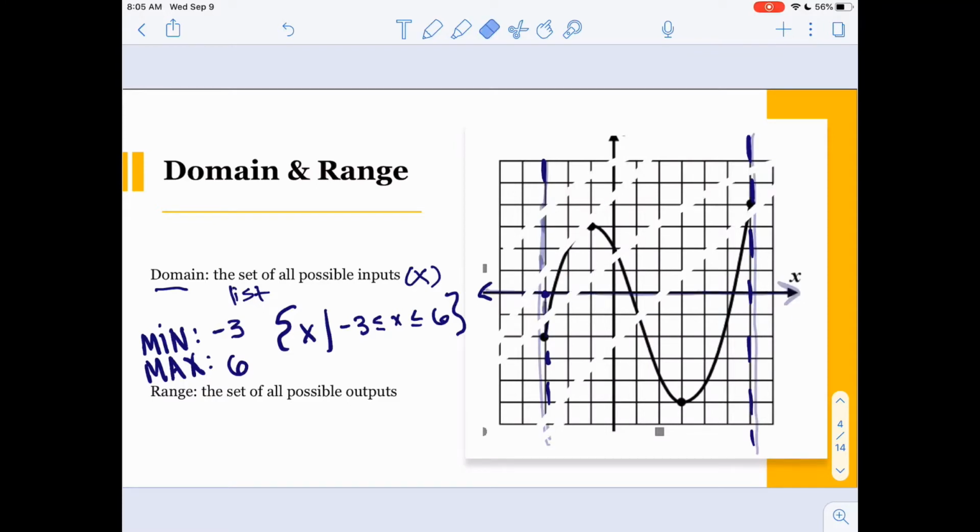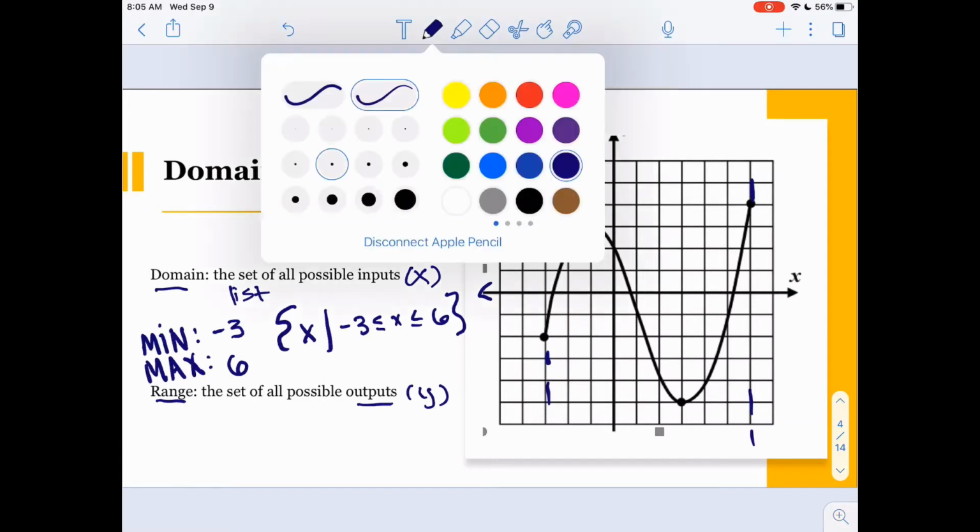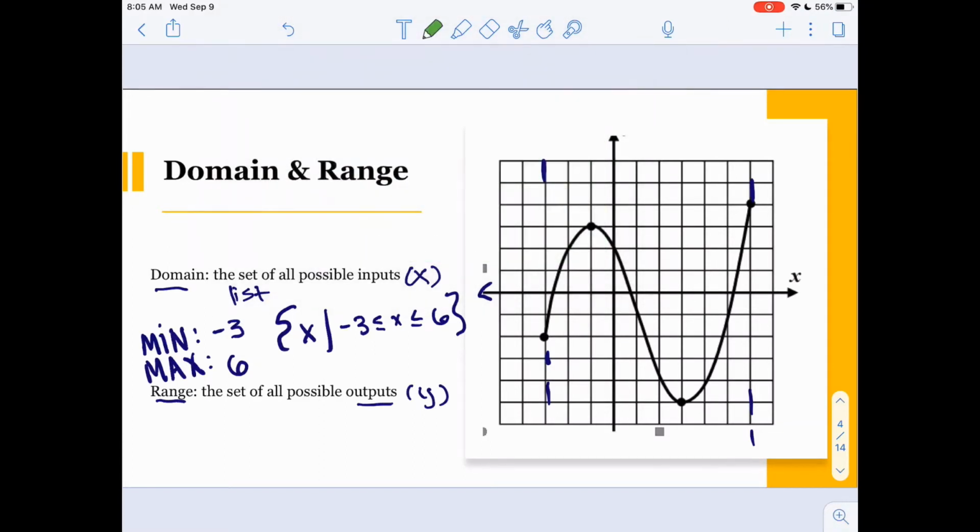Now let's take a look at range. Range is simply the list of all possible outputs, or y's. So we're going to look now at the y-axis. And we see that the y-axis runs vertically, which means my minimum y value will be the lowest y. So let me look down here, and I see that this is the minimum y. So that gives me a minimum value of -5.